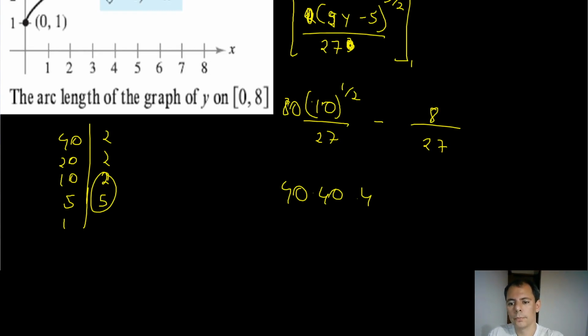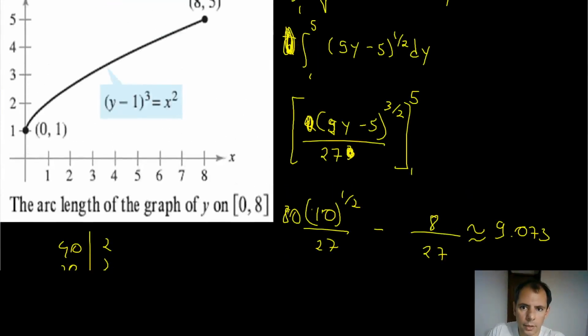Yeah, I'm right. When you do this in a calculator, you do the square root of 10 times 80 divided by 27 minus 8 divided by 27. When you do that, you get approximately 9.073. So what is 9.073? It's the length of this arc in here. If you stretch this out, because you see that it's curved, right? Well, if you stretch it out over here, that's what you're going to have. You're going to have a length of approximately 9.073.